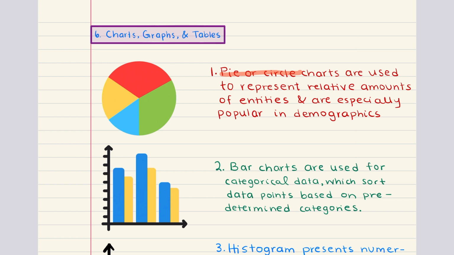Pie charts are particularly useful for representing relative proportions of a whole. For example, in a survey about preferred transportation methods, a pie chart could display the percentage of people who walk, drive, cycle, or use public transit. These charts are especially popular in demographic studies because they clearly show how categories contribute to a total.